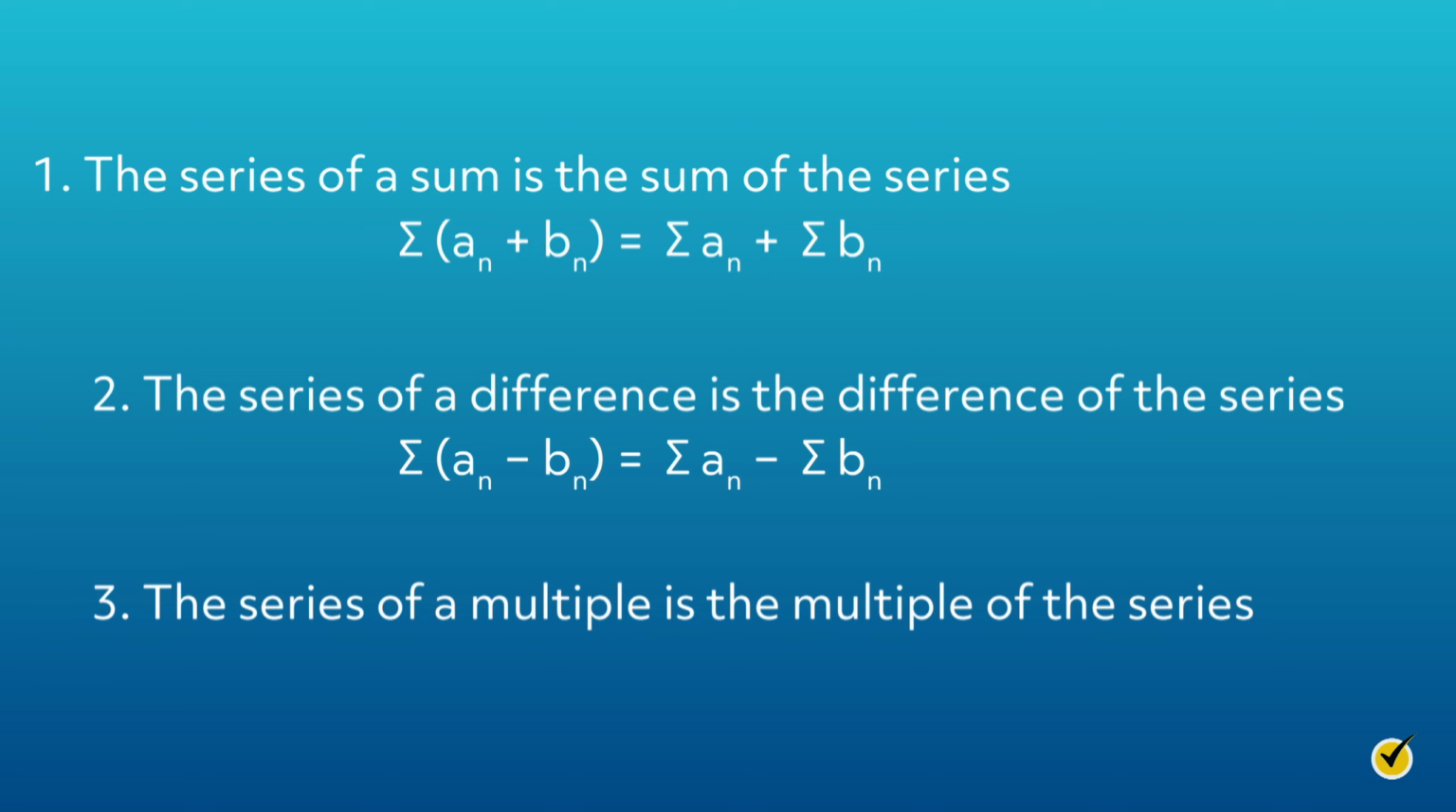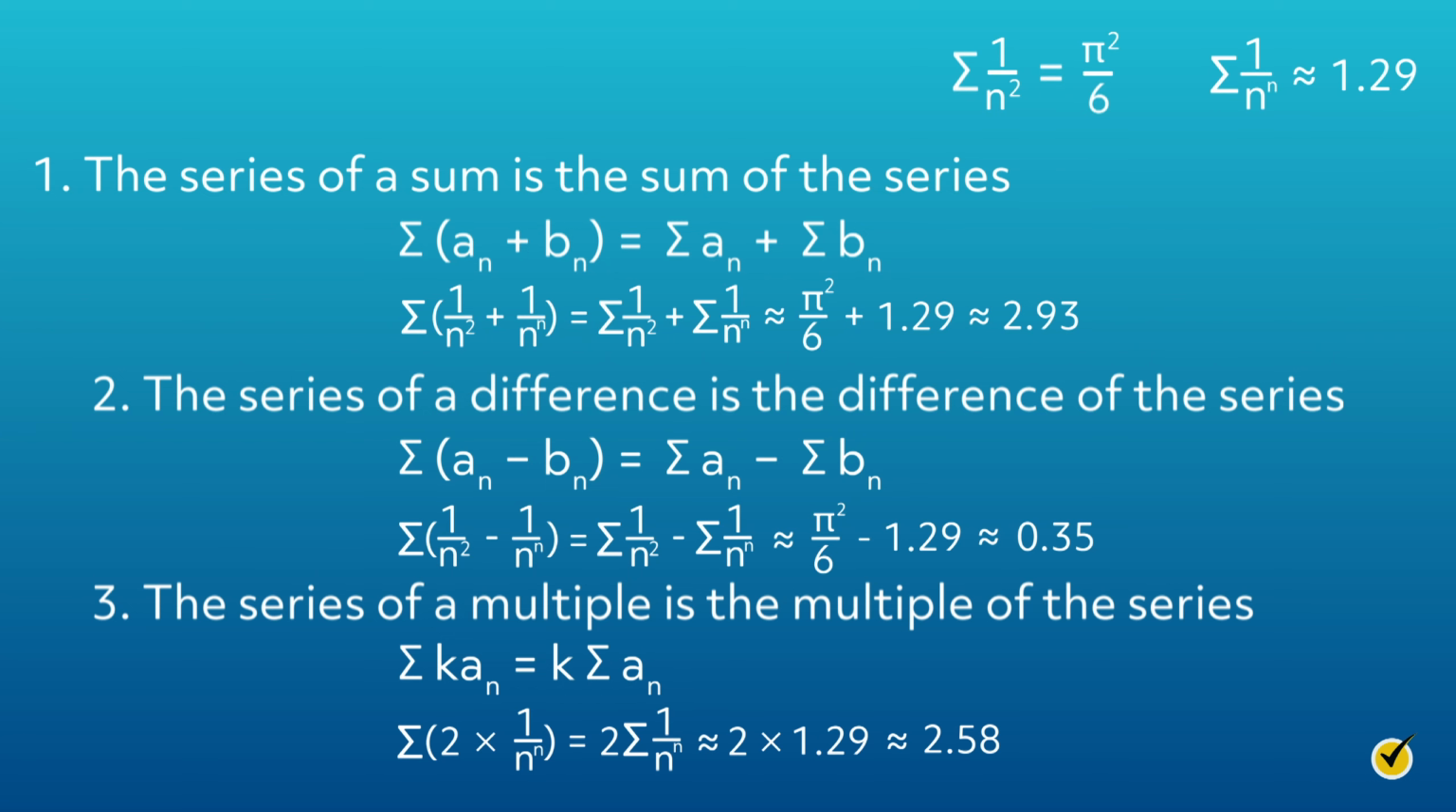3. The series of a multiple is the multiple of a series. The summation of k, a scalar, times a sub n is equal to k times the summation of a sub n. Here are 2 convergent series to illustrate.